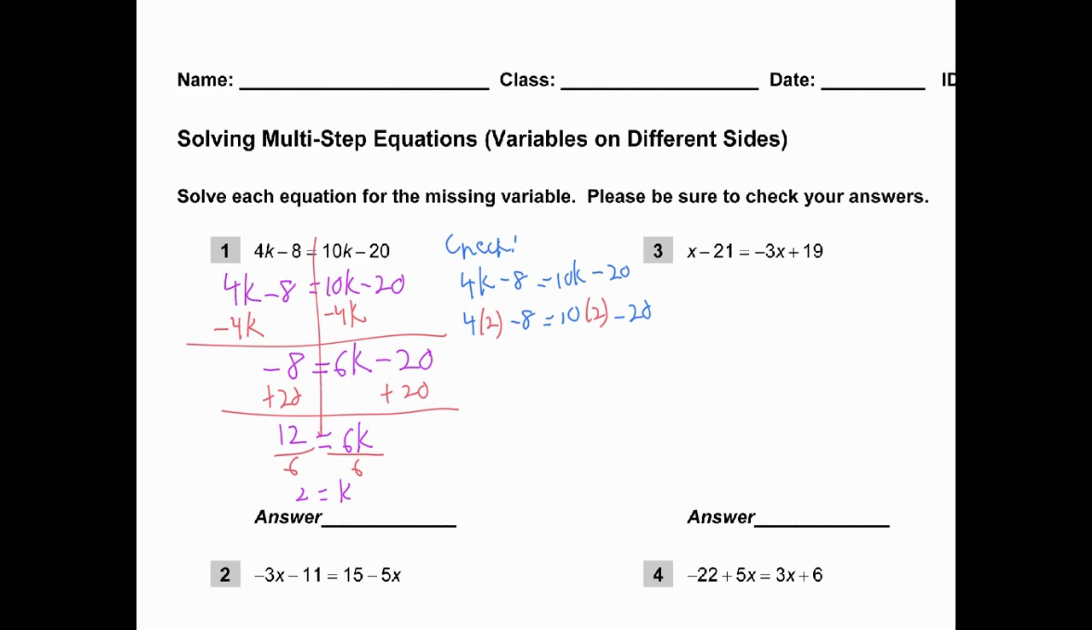minus 20. And now I'll use order of operations to evaluate, and hopefully we get the same thing on both sides. 4 times 2 is 8. So on the left-hand side, I have 8 minus 8, and on the right-hand side, I have 10 times 2 is 20, and then I have a minus 20. Now, 8 minus 8 is 0, and 20 minus 20 is 0. So it checks. Our answer is k equals 2.